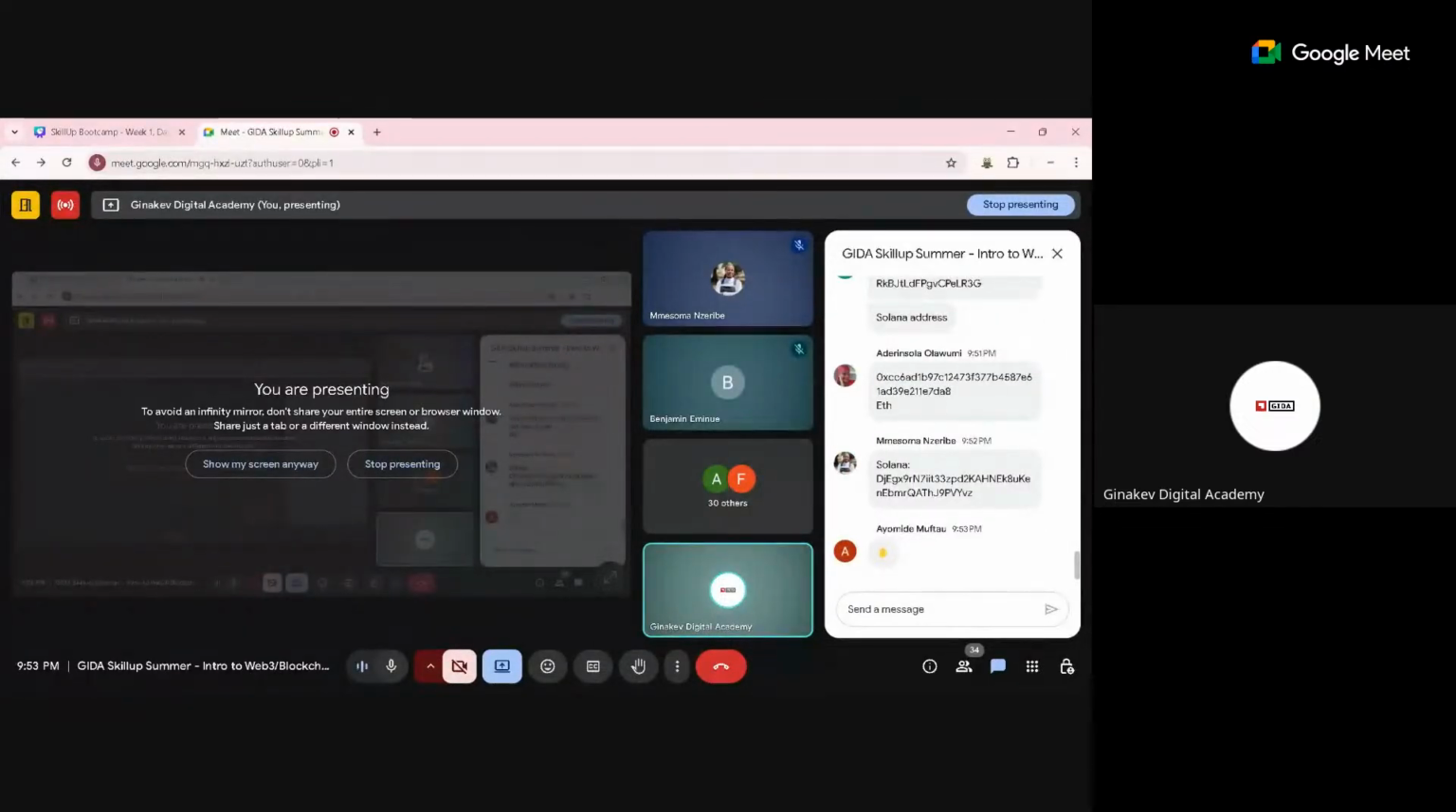So guys, just to be sure that everybody on this call is active, I would like everybody to just type wallet address in the chat box. Everybody type wallet address, just type it.